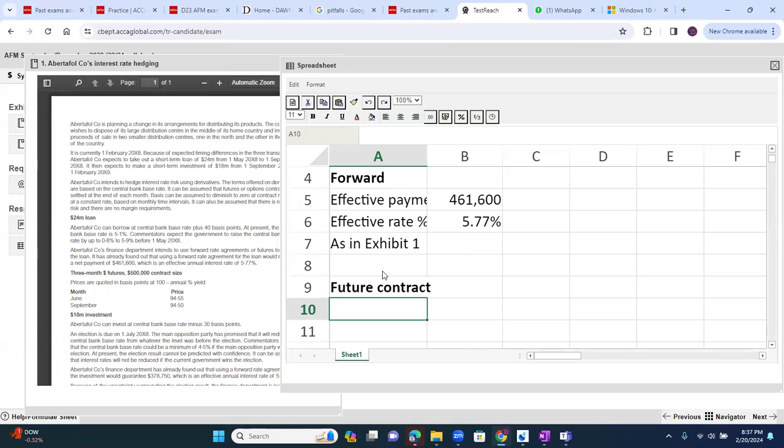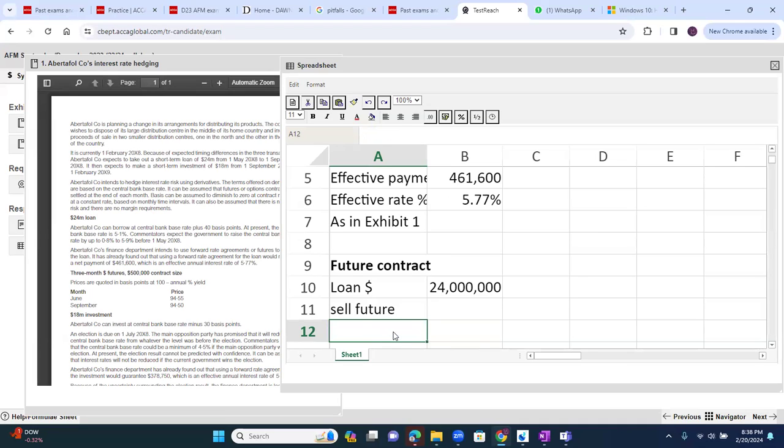Okay, first step, we already know that loan amount is 24 million. Second step, obviously, if we are borrowing, that means we have to pay the interest. So that's a sell future. We're selling bond. Sell future, and the rate would be which contract? We are borrowing on 1st May, the June contract. June contract at 94.55.